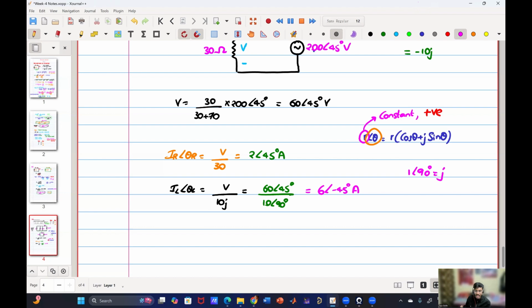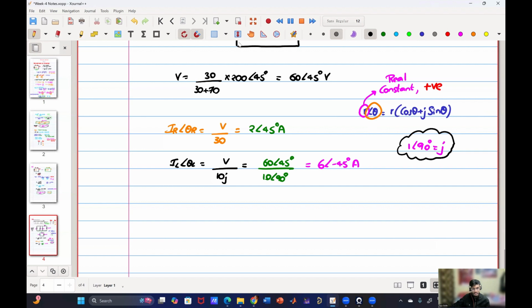If you see J, I am not writing it as J angle 0. That is wrong because R is always a real constant and it is positive. So J, I cannot write as J angle 0, because R has to be a real number and it has to be positive. So I have to write it as 1 angle 90 degrees. This is a very good question because many people may make a mistake here. R should always be constant and J should be reflected in the angle. Is that clear? Others also, is it clear?